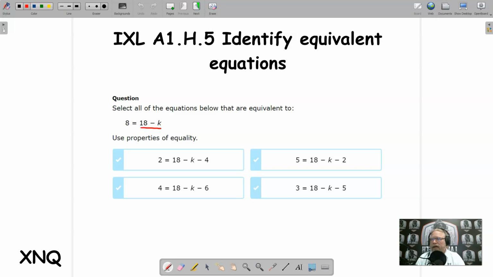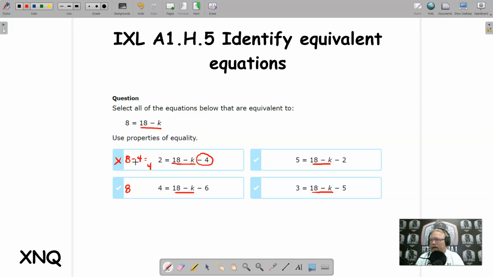On the right, we see the 18 minus k. And all of these here, we have 18 minus k each time. So let's go ahead and identify those. And then look and see what we're doing. Well, we're subtracting 4 here, right? So if we start with the 8 that we had up here and subtract 4 from the left as well, 8 minus 4, well, this equals 4, not 2, so we know that this is incorrect.